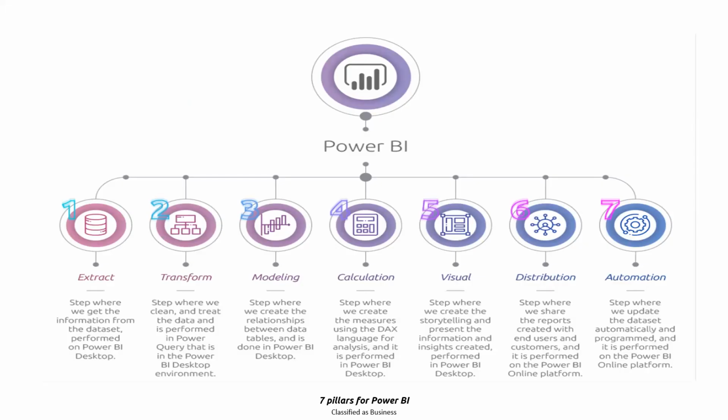It's a very, very important slide. If you're observing, this is a very important slide. We already came across these seven important pillars. So again, what are the steps? See here, first we need to extract the data. Step one, we have to get the information into Power BI Desktop application.